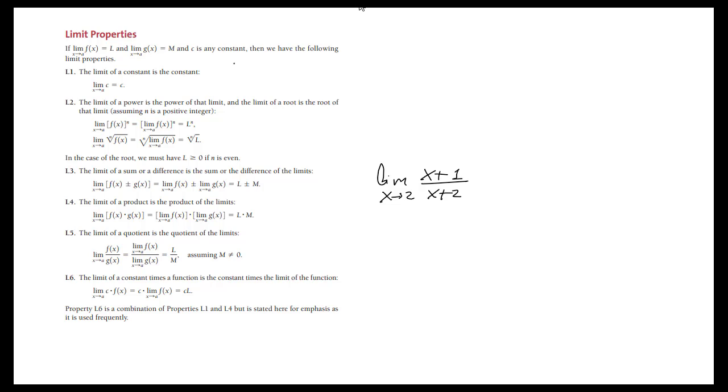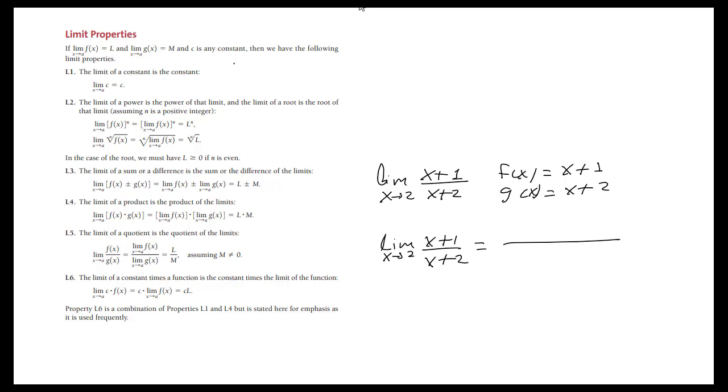Okay. Now we need to identify which one of these is going to be f of x and g of x. f of x is x plus 1 and g of x is equal to x plus 2. Then the limit when x approaches 2 of x plus 1 divided by x plus 2 is the same if I write it this way: the limit when x approaches 2 of x plus 1 divided by the limit when x approaches 2 of x plus 2.